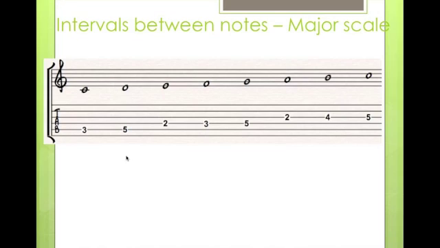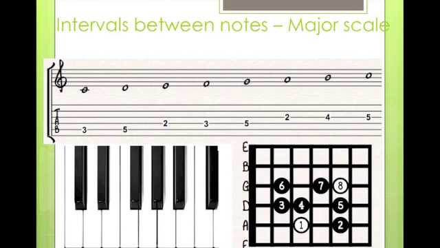Okay, so let's start by looking at the intervals between notes. Now what I've got written here is a major scale. And let's give them all some numbers. So we've got, starting from C all the way up to C, we go C, D, E, F, G, A, B, C. Given them all a number. And down here, this is our C. Remember, it's next to the two black notes to the left. I've also got the guitar scale diagram. And for those tab heads out there, I've got the tablature for the major scale.